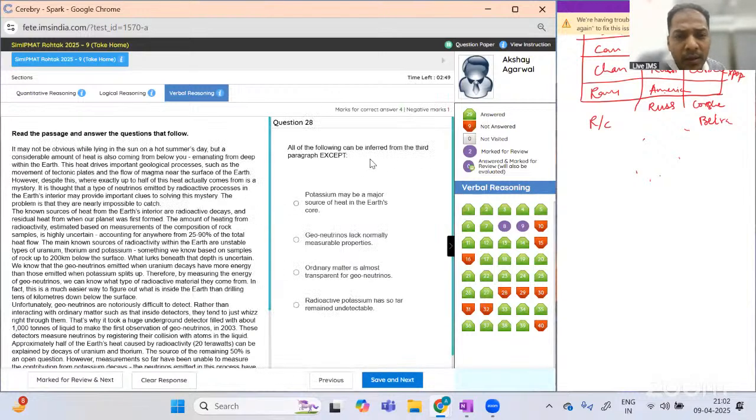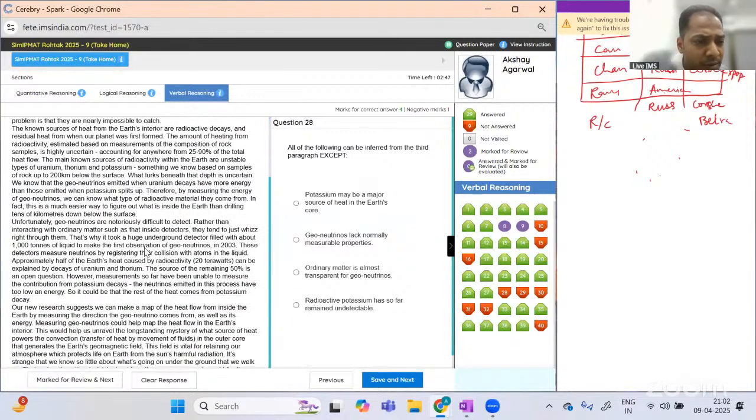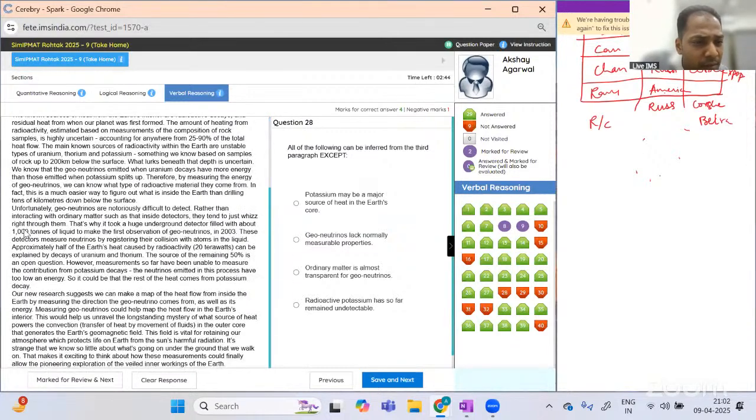All of the following can be inferred from the third paragraph except. So, third paragraph. Unfortunately, geoneutrinos are difficult to detect. Rather than interacting with ordinary matter such as that inside detectors, they tend to just whiz right through them. That's why it took a huge underground detector filled with about 9,000 tons. Approximately half of the Earth's heat caused by radioactivity can be explained by the decays of uranium and thorium.